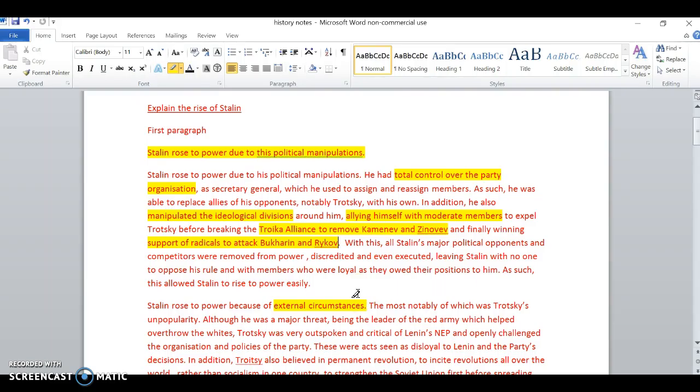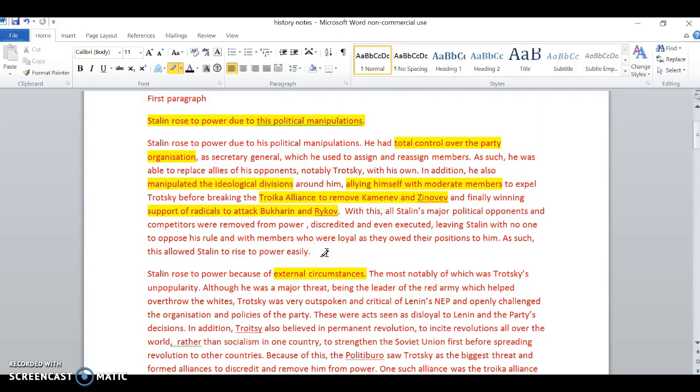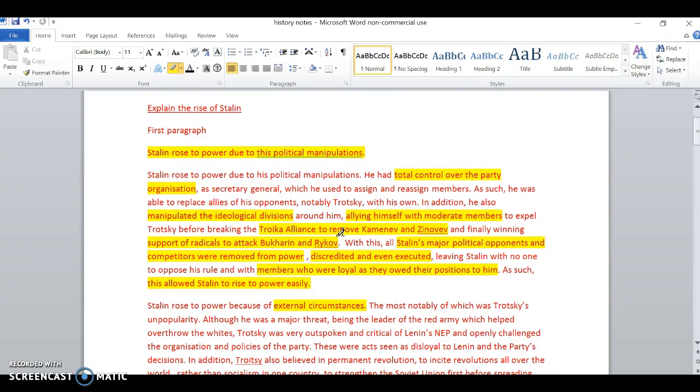Okay, as long as the marker sees that you know certain points with regards to this factor, they will give you the mark. So you don't need to be so precise, but you need to know what you are writing. Okay, so how do you explain this? Because of all these things, hence your major political opponents and competitors are removed, discredited, and even executed. As such, Stalin has no one to oppose his rule. Those who were with him were loyal as they owed their positions to him. Now this owing positions to him is very, very important. Okay, so as such, he can rise to power easily. So it's as simple as that.